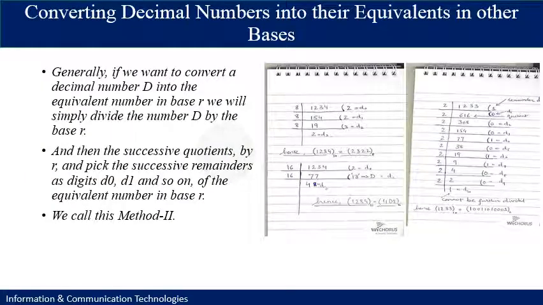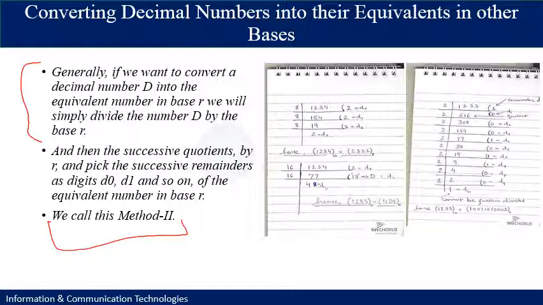So generally, if we want to convert a decimal d into the equivalent number in the base r, we will simply divide d by the base r, and then the successive quotients by r, and pick the successive remainders as digit 0, digit 1, digit 2 and so on of the equivalent number in the base r. We call this method 2.